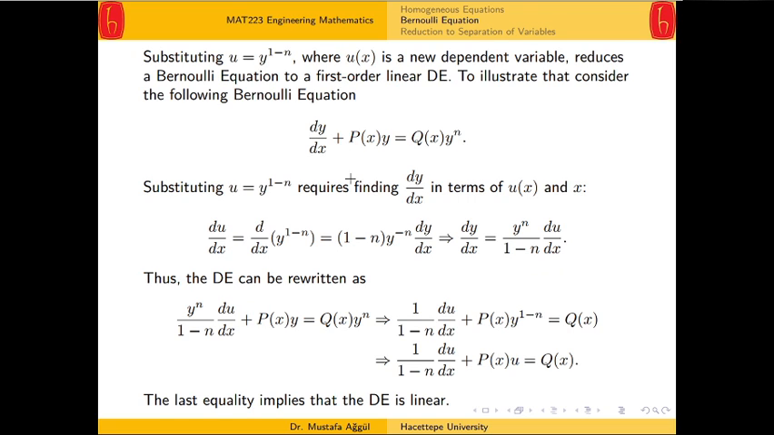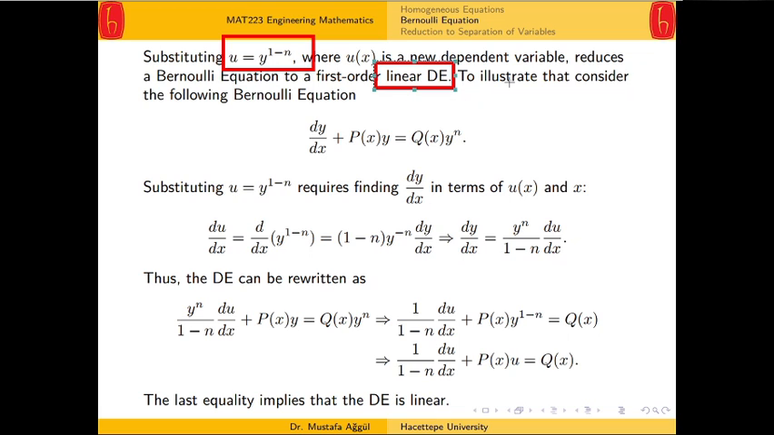Okay, so substituting u equals y to the 1 minus n. n is not equal to 1, right? Because if it is 1, then we say it's a separable equation, so it's simple enough. So n is not equal to 1, so this is basically u equals y to the 1 minus n. Makes sense. Okay, so this u is also a new dependent variable, and this substitution will reduce our Bernoulli equation to a first order linear differential equation.